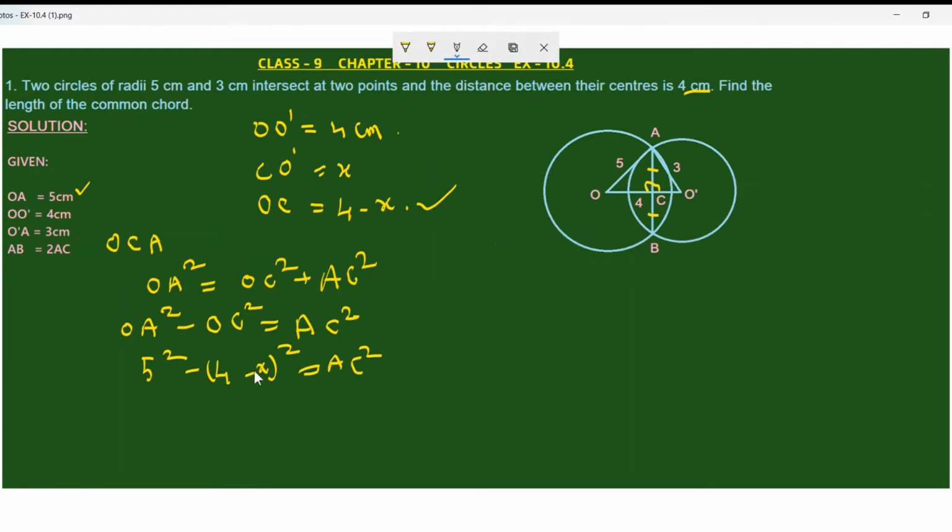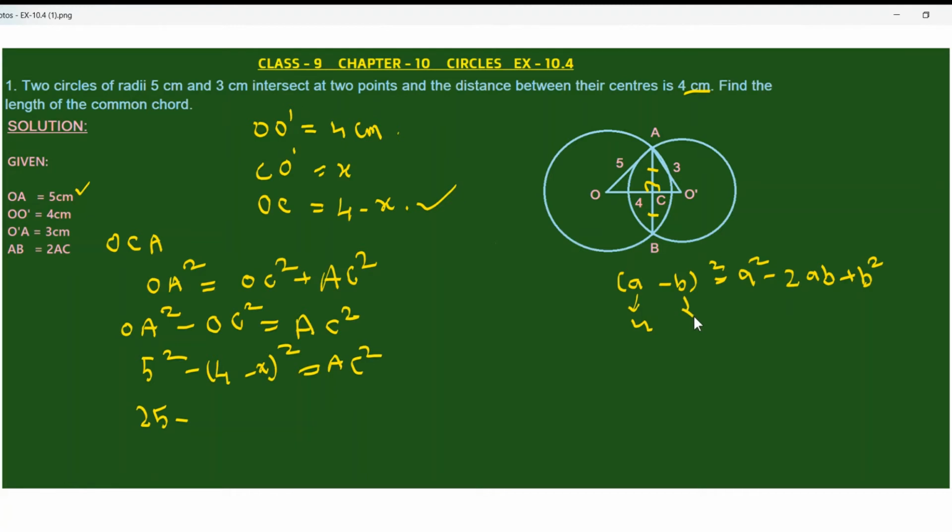If we expand this, we will get 5 square is 25. We have to expand 4 minus x the whole square by using the a minus b the whole square formula. We know the formula, a minus b the whole square is equivalent to a square minus 2ab plus b square. Got it? Here our a is 4 and our b is x. So instead of a and b, we need to put 4 and x. If we do like that, what will we get?